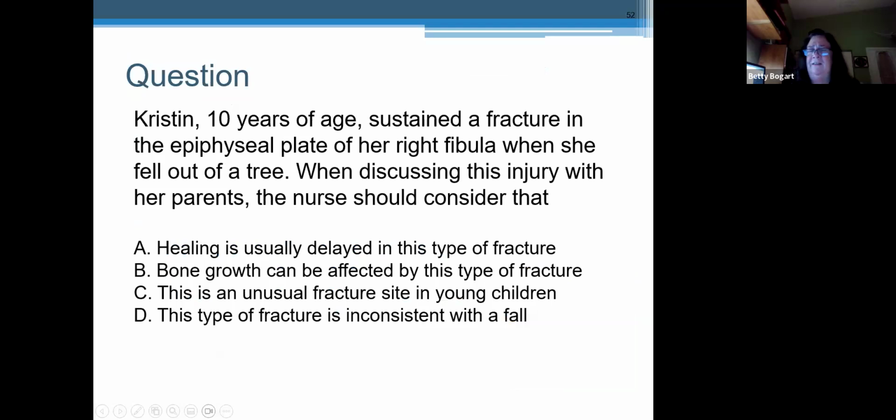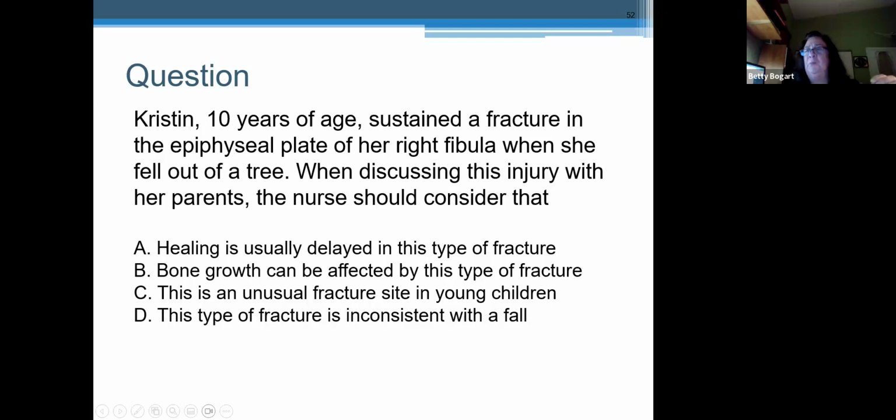So, Kristen, 10 years of age, sustained a fracture in the epiphyseal plate of her right fibula when she fell out of a tree. When discussing this injury with her parents, the nurse should consider what? What is an epiphyseal plate? I would say B because the bone growth can be affected.